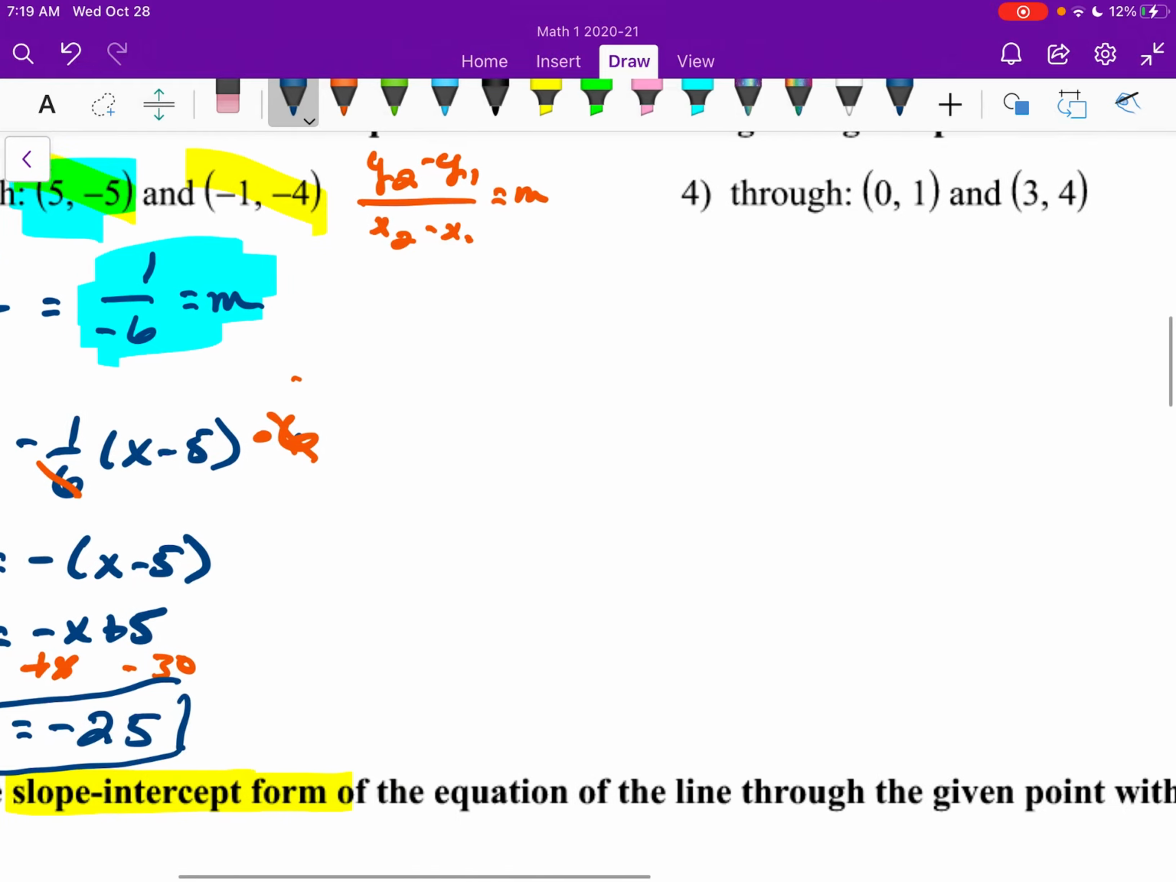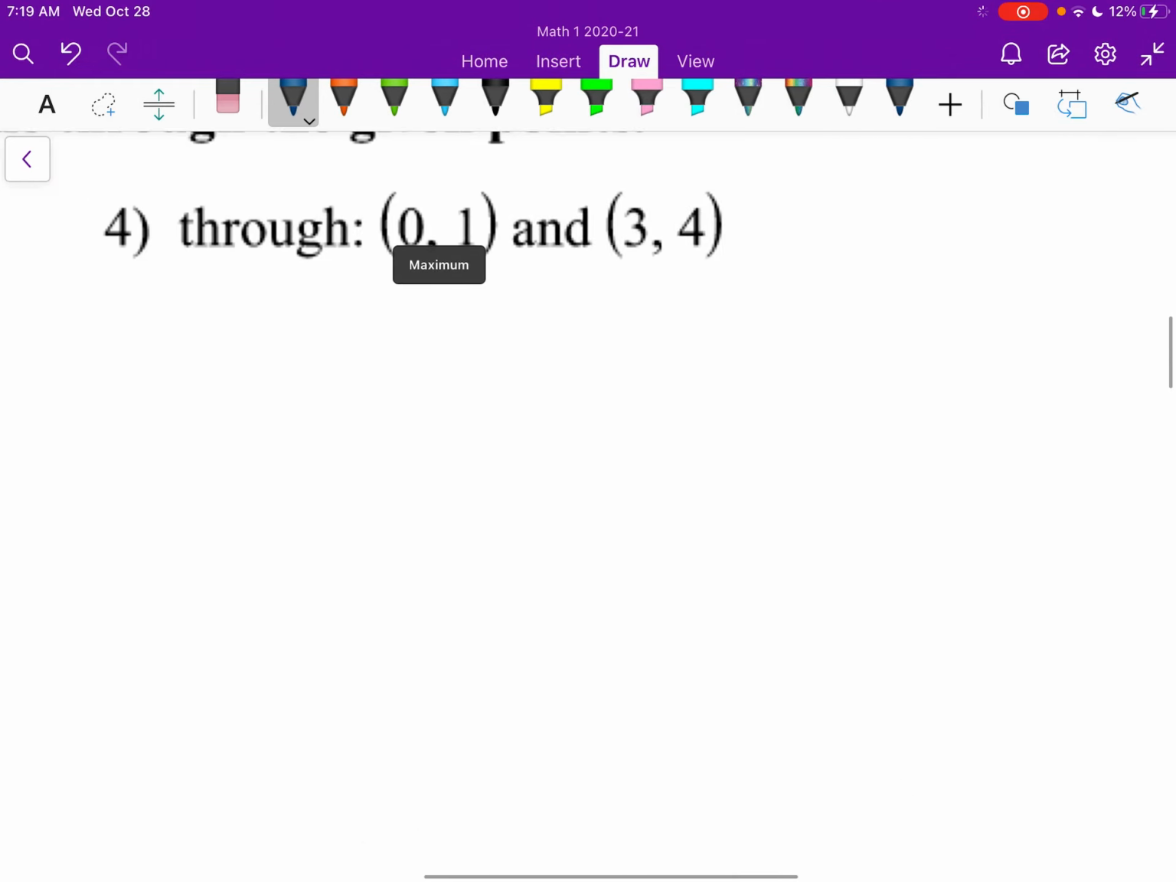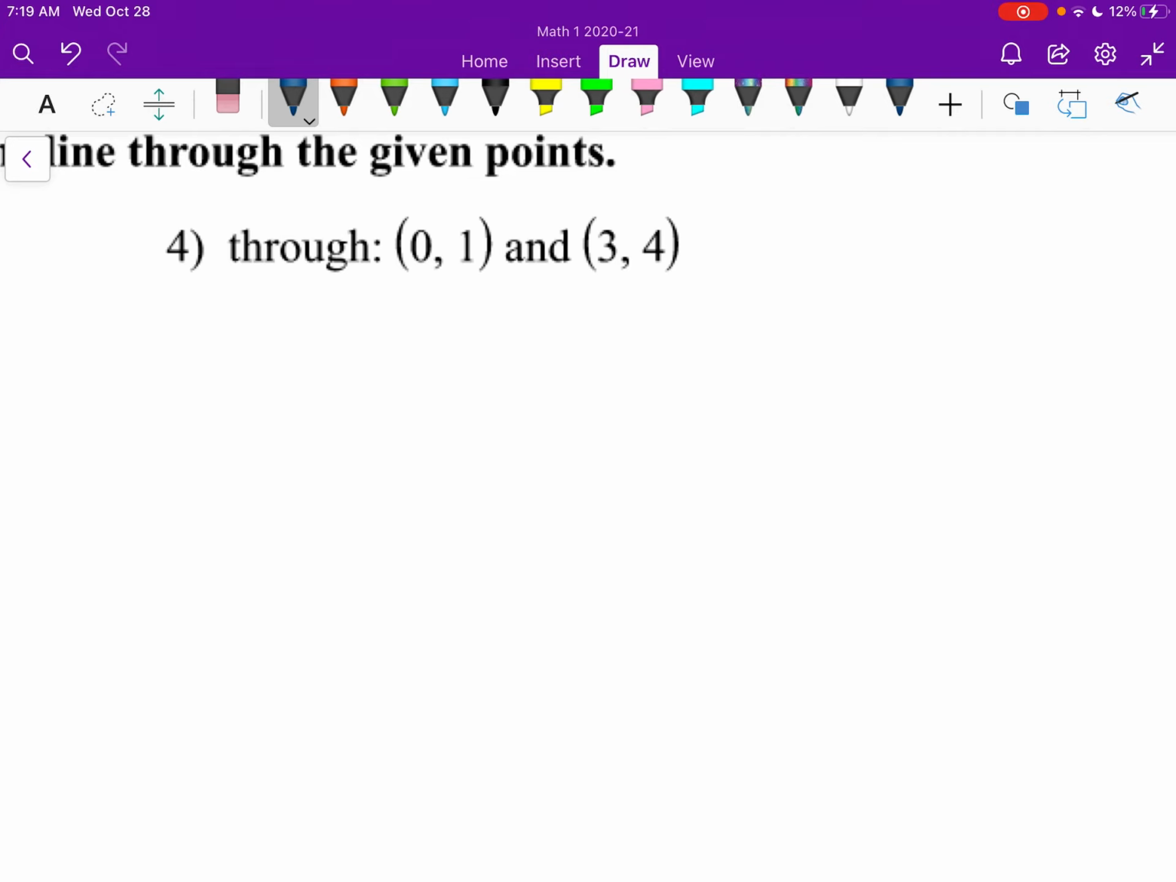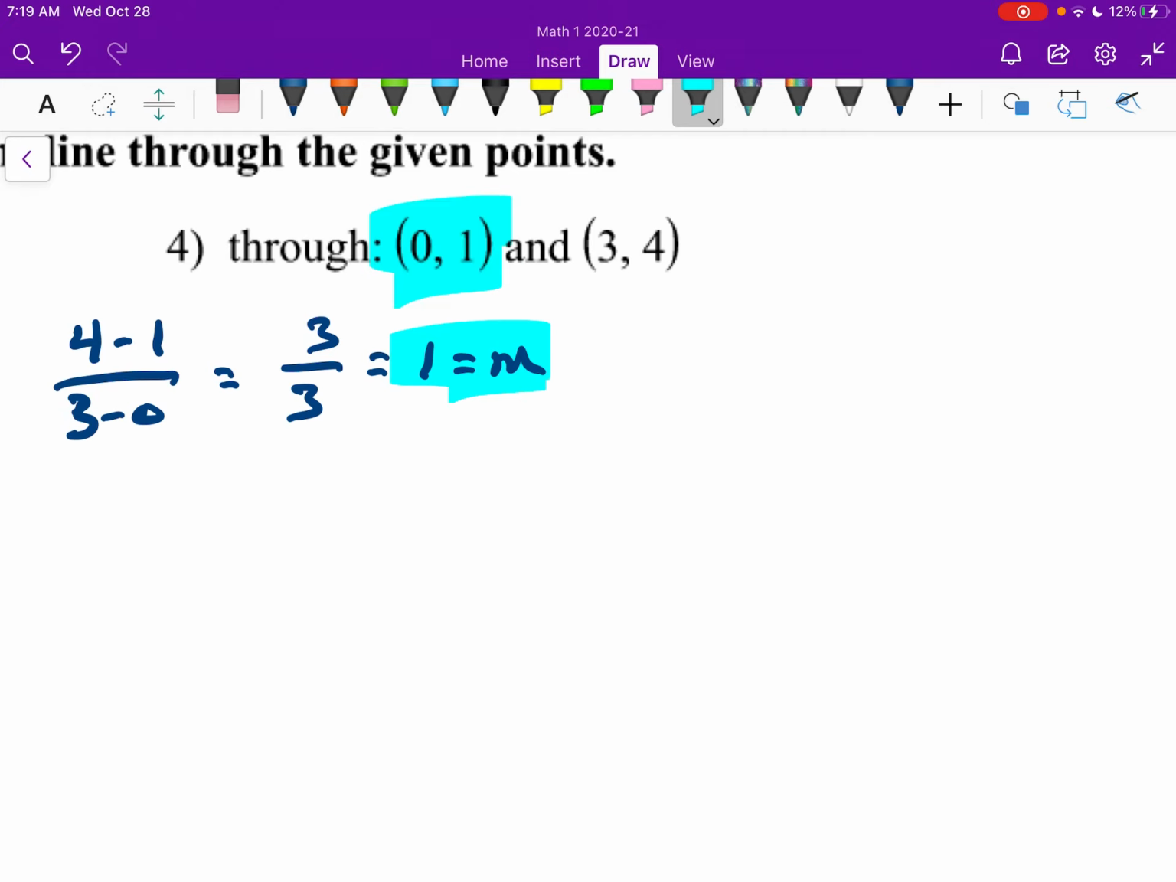All right. Number 4, we're doing the exact same thing. We're going to need to start off by finding our slope. So I'm going to say, well, 4 minus 1 over 3 minus 0 equals, well, 4 minus 1 is 3. 3 minus 0 is 3. 3 over 3 is 1. So here's my slope. Here's my point.